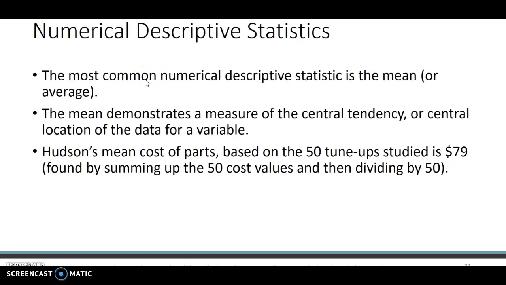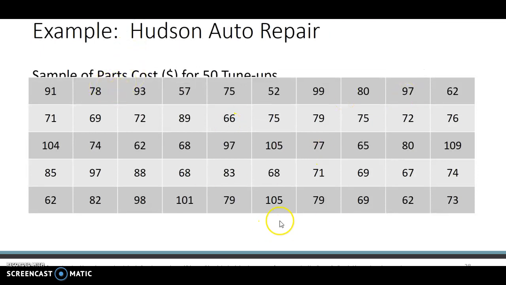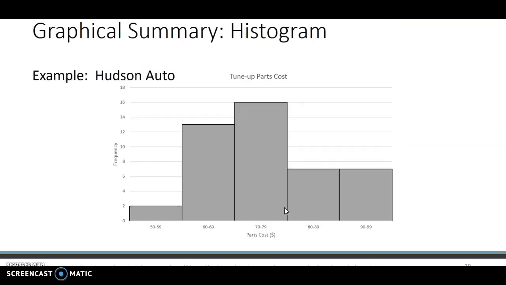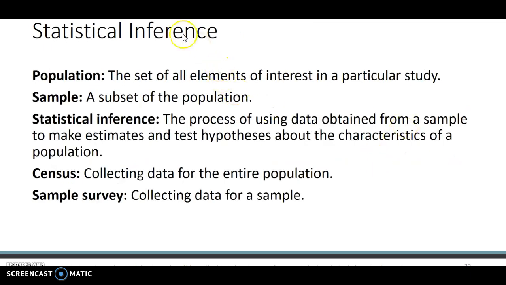And in that previous example, if we added up all of these observations divided by 50, we would get an average price of $79 per engine tune-up. Statistical inference. Here, we're going to use a sample, which is a subset of the population, to try and estimate or infer about the population.